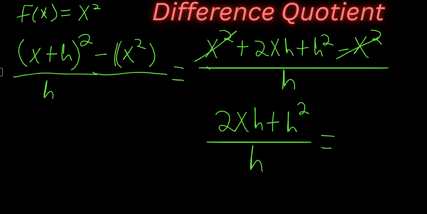And what that will give us is 2x plus h. Okay, now again, this is our slope of the function x squared, 2x plus h. All right, let's try that on another problem.